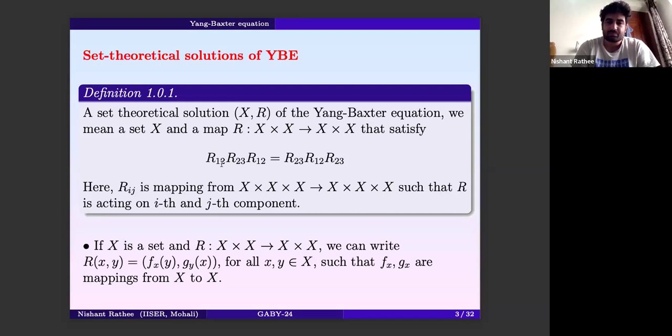Suppose we have a solution of the Yang-Baxter equation, then the map can be written in coordinates in this form, f_x(y) and g_y(x). This is the usual thing. It is difficult to classify all the solutions of the Yang-Baxter equation, so people characterize solutions by putting certain conditions on the maps f_x and g_y. If these maps are bijections and the map R itself is a bijection, then the solution is called non-degenerate, and we'll talk about those solutions only.